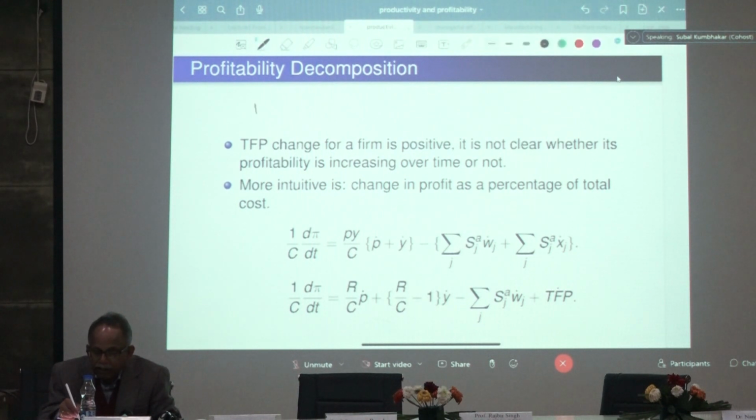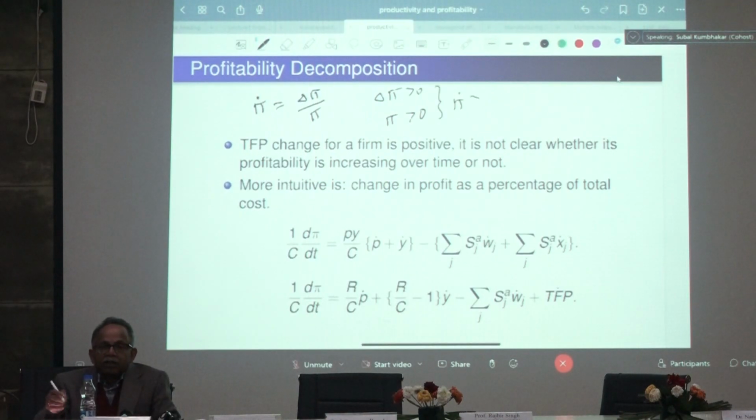So pi dot is again like a change in profit divided by profit, right? The percentage change or just simply change. Okay, so there is a problem in here. Look at this. If for a firm delta pi is positive and pi is positive, then the ratio pi dot is positive, right? So the firm is earning more profit and it has a positive profit, then profit change is positive, right?